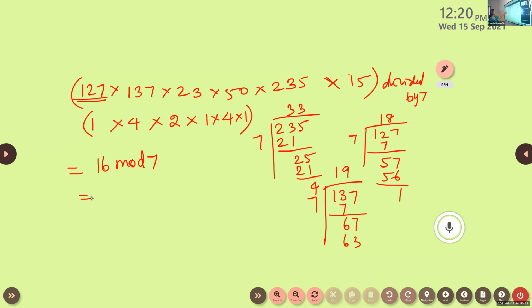4 into 2, 8. 8, sorry. 4 into 2, I think 1, 2 we missed out. It is 32 mod 7, isn't it? 4 into 2, 8 4s are 32 mod 7. Now 32, you divide it by 7. What is the answer? 7 4s are 28. So answer will be 4.